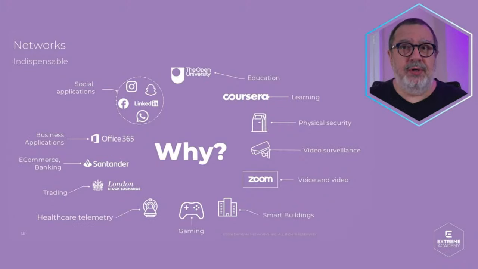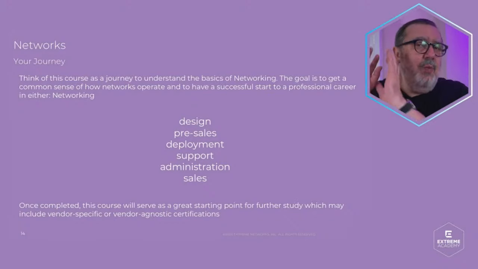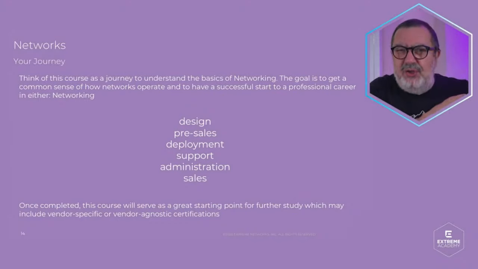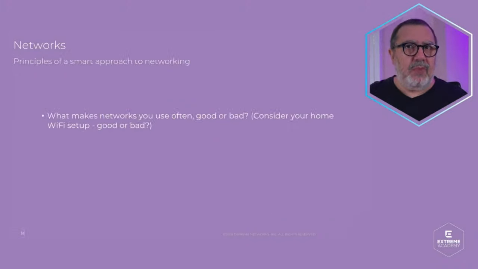In this journey that we'll take over the next 8 weeks, we'll try and look at things like design, pre-sales, deployment, support, admin, sales. There will be a course right at the end. This is course 1. It's 8 weeks, but we'll have a course 5 that teaches you some of these things, like, now that I've learned all this networking stuff, how do I actually apply it? Can I get a job with this information? And we will help you to do that.